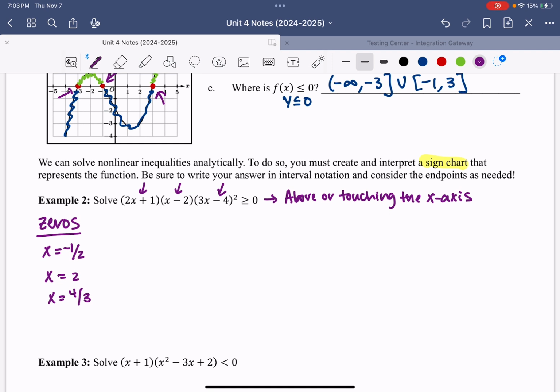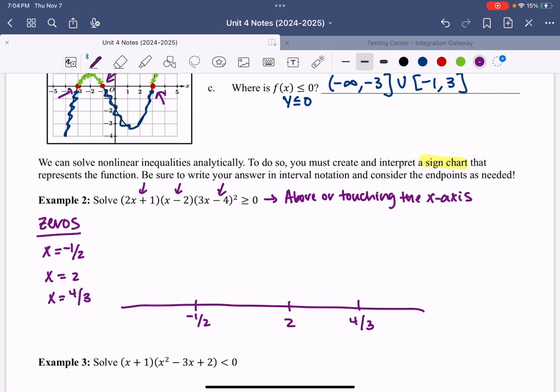Okay, so for this, since I know that those are my zeros, that's going to be what splits up my function. So making a sign chart, I'm going to draw a line. It's helpful if it's kind of big. Okay, and I'm going to basically make a number line using my zeros. So I have a 0 at -1/2, I have a 0 at 2, and I have a 0 at 4/3.